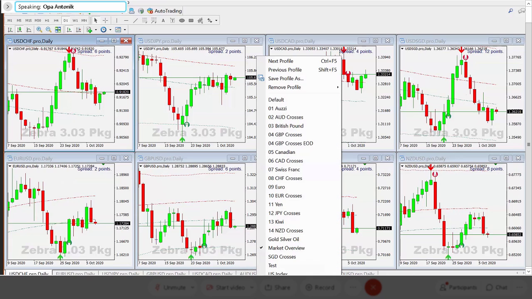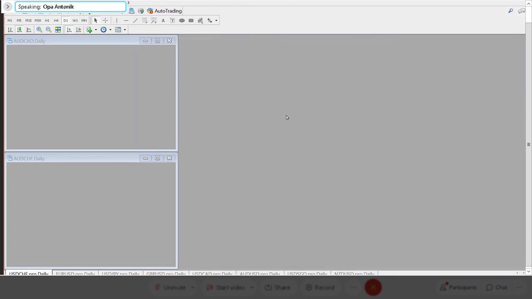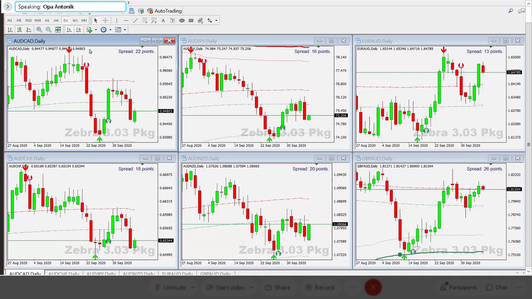Now we'll go to the Aussie crosses. And there are only 6 charts that we'll be looking at in the Aussie crosses. Okay, Aussie and some others here. Here we go. And again, this is very quick. This doesn't take a lot of time.